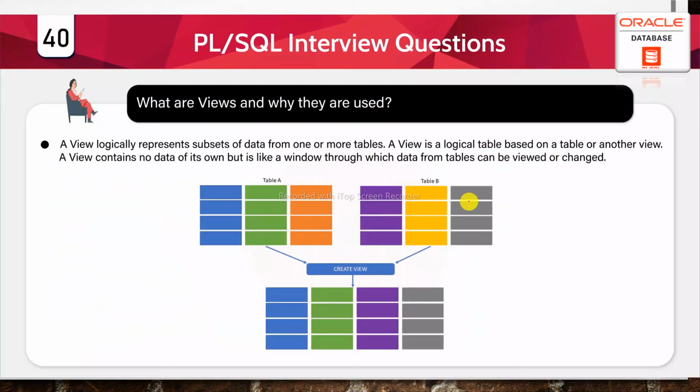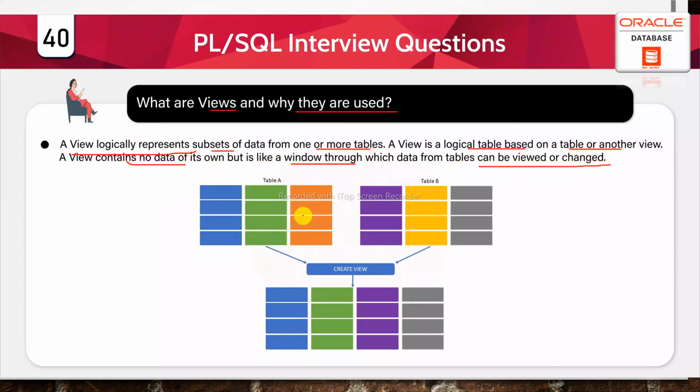Then question number 40, that is the last question. What are views and why are they used? So a view is a logical representation, or a view logically represents subsets of data from one or more tables. A view is a logical table based on a table or another view. A view contains no data of its own, but is like a window through which data from tables can be viewed or changed.